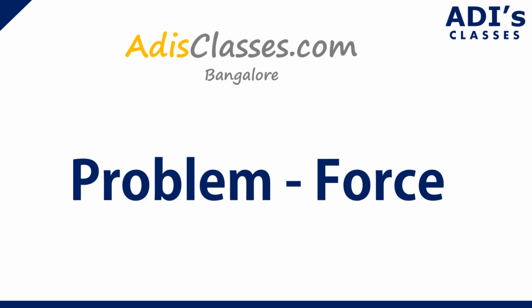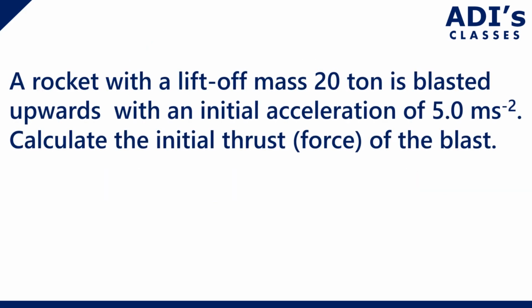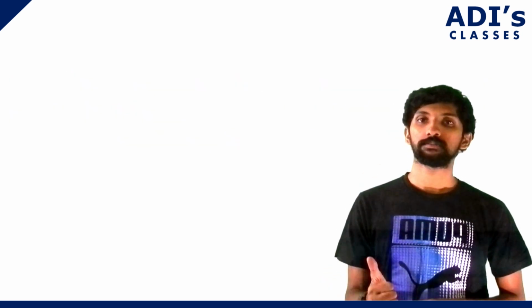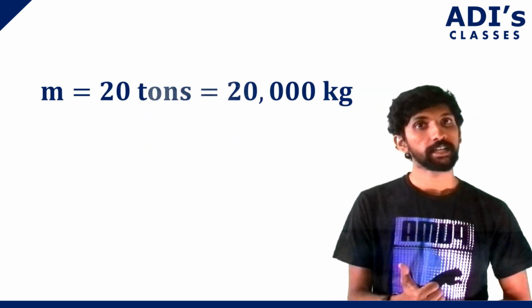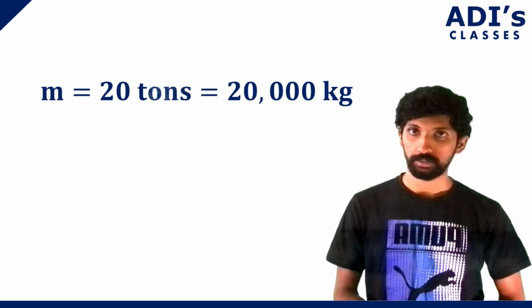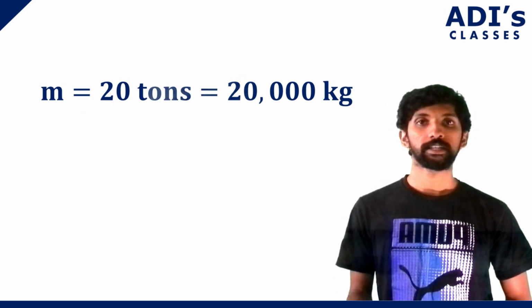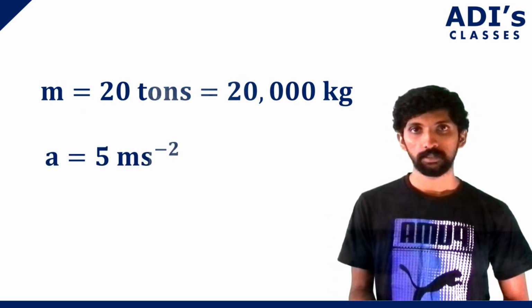The next problem. A rocket with a lift-off mass of 20 ton is blasted upwards with an initial acceleration of 5 meter per second square. Calculate the initial thrust or force of the blast. Okay. See here, mass of the rocket is 20 tons. 20 ton is what? 20,000 kg. Right. Initial acceleration 5 meter per second square.